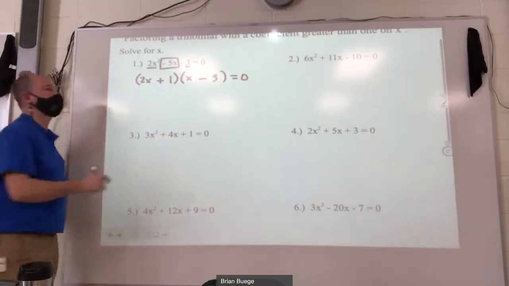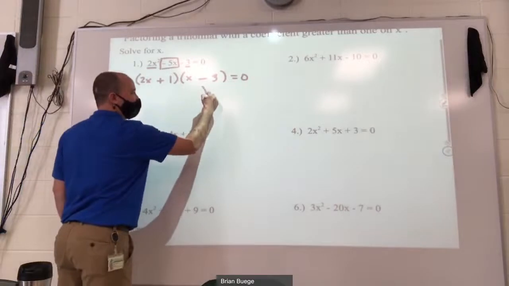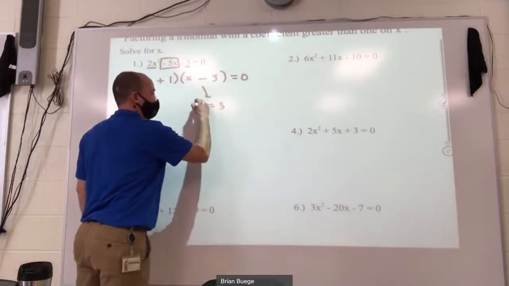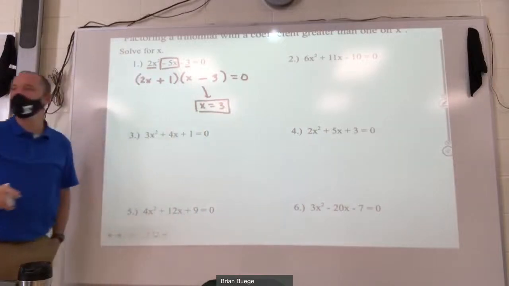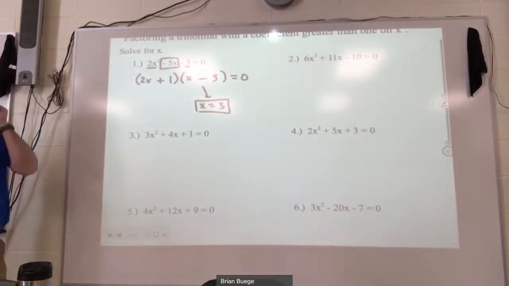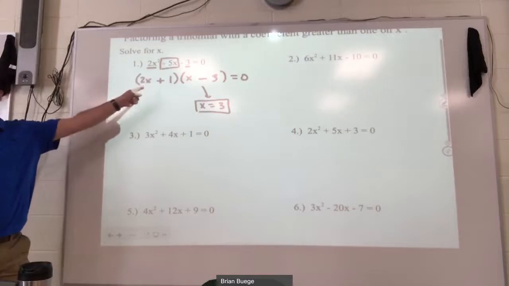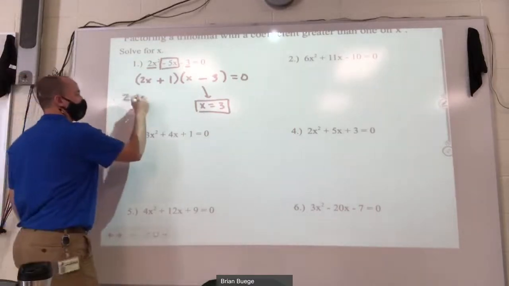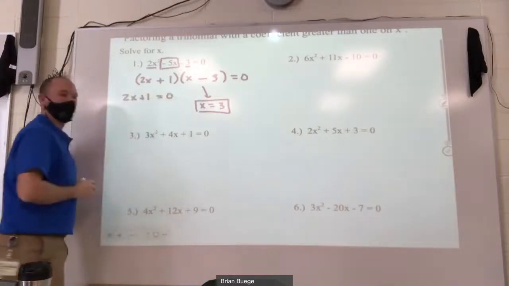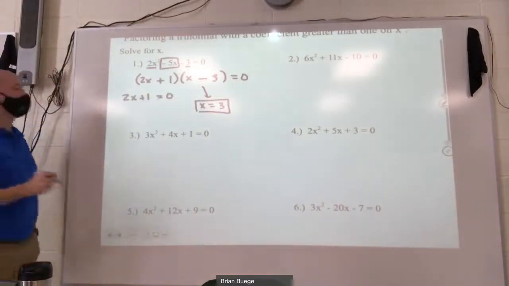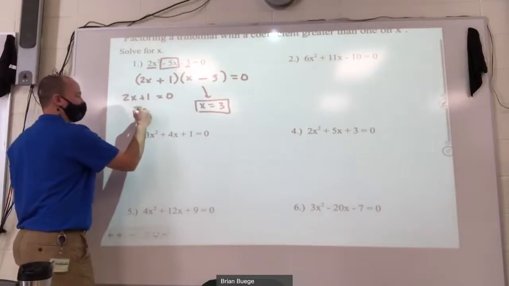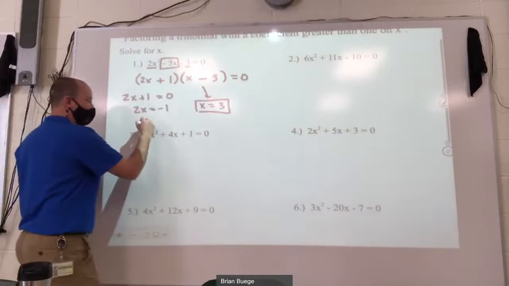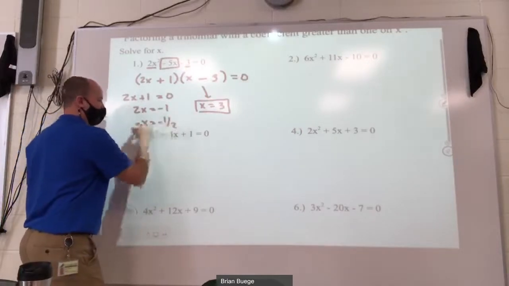Zero product property. The nice part is the second factor. Hopefully you can just see that if x equals 3, that factor will equal 0. 3 minus 3 is nothing. Okay? The second one, you may not be able to see it as easily. So just take your factor, 2x plus 1, and set it equal to 0. And then we solve. Subtract the 1 over. 2x equals negative 1. Divide by 2. x equals negative 1/2.